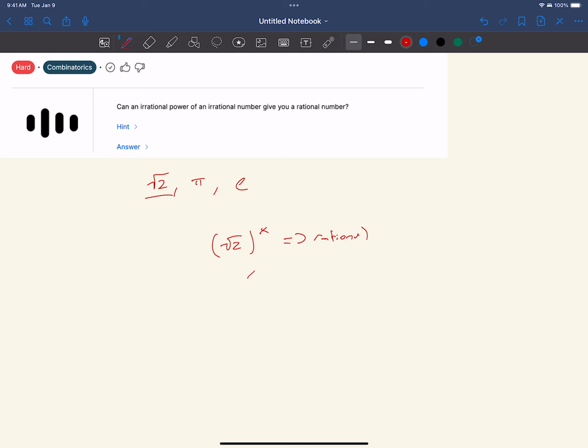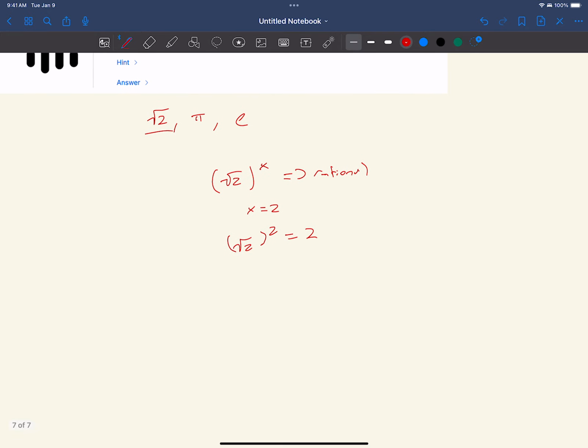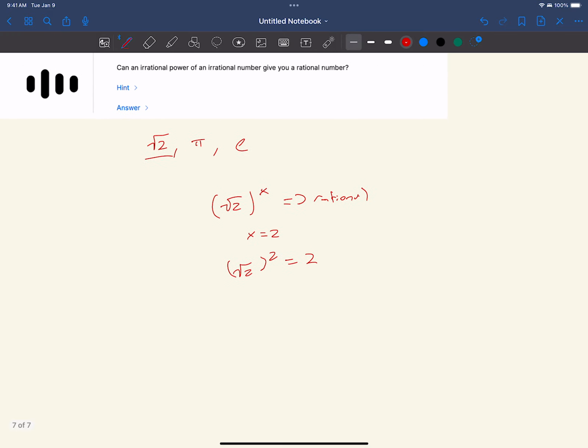Now, an easy x would be 2, because we all know that the square root of 2 to the 2 is equal to 2, which is rational. But 2 is not irrational. And the question asks us to find some irrational power, which gives us a rational number. So we have to come up with a creative way to sort of rewrite this.